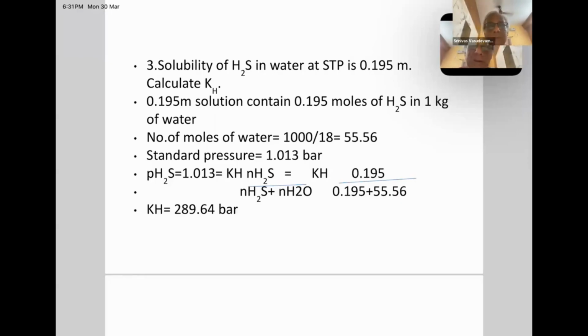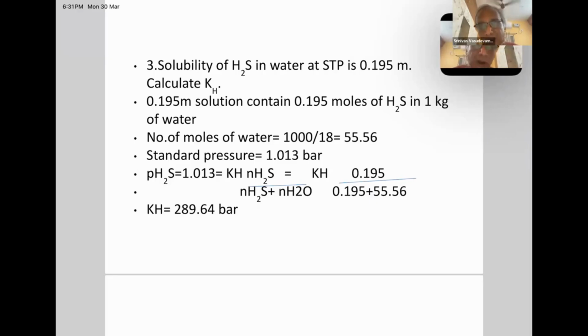Standard pressure is 1.013 bar. So I'm going to give KH in bar, so I have taken the standard pressure of 1.013 bar. In case we have KH in atmosphere, we take it as 1 atmosphere here, right? So partial pressure of H2S is equal to 1.013 bar here. That's what we have taken. Now let us see. So 1.013 equals KH into number of moles of H2S divided by number of moles of H2S plus number of moles of water. 0.195 is the number of moles of H2S, divided by 0.195 plus 55.56.